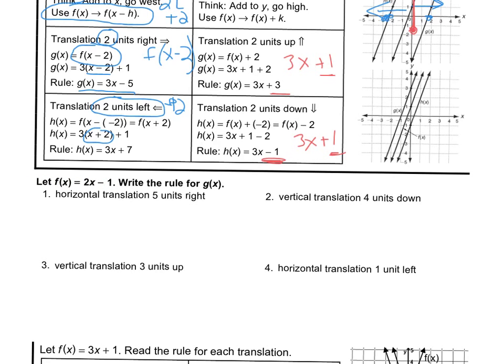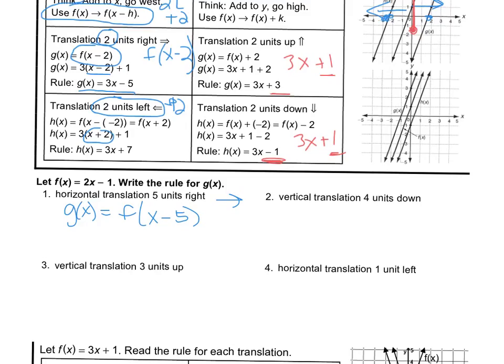We want to write a rule for g of x. So we are going to be performing a horizontal translation 5 units to the right. So horizontal translations, you are going to be substituting in place of the x. So let me start here. So g of x is going to be equal to f of, and so my x is going to be changing by moving 5 to the right. And remember, we have to do the opposite. So when you move to the right, you might be thinking, well, that's positive on the x-axis, but we need to do the opposite when we substitute in. So it's going to be f of x minus 5.